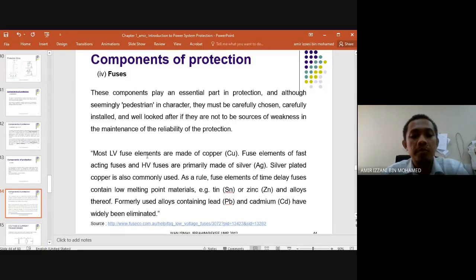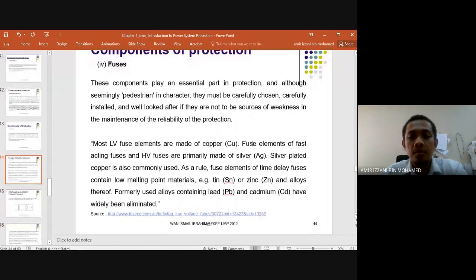Most LV fuse elements are made of copper. Fuse elements of fast-acting fuses and HV fuses are primarily silver-plated copper, which is also commonly used. As a rule of thumb, fuse elements of time delay fuses contain low melting point materials, for example tin or zinc and alloys thereof. Formerly, alloys containing lead and cadmium were used.